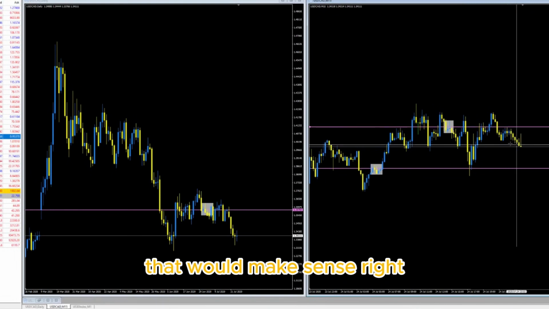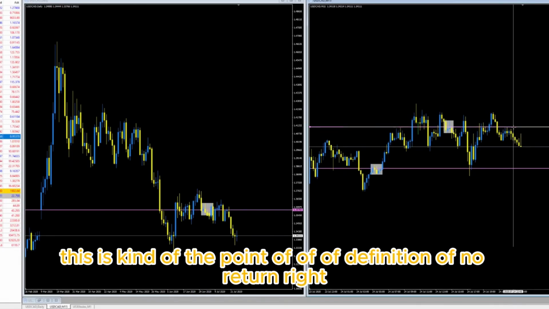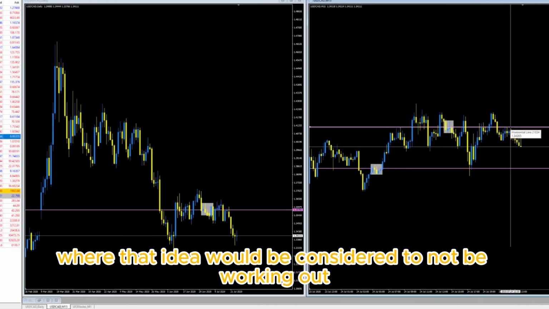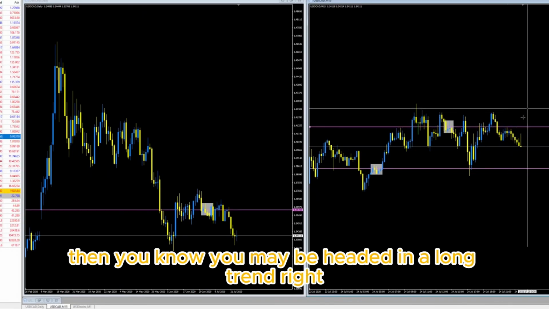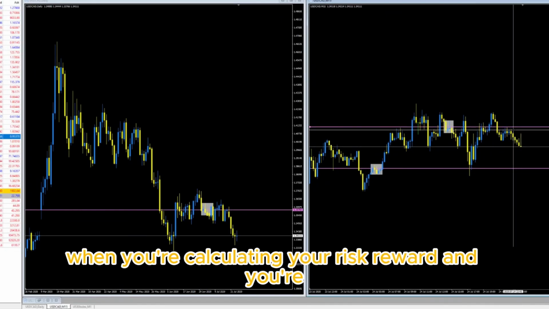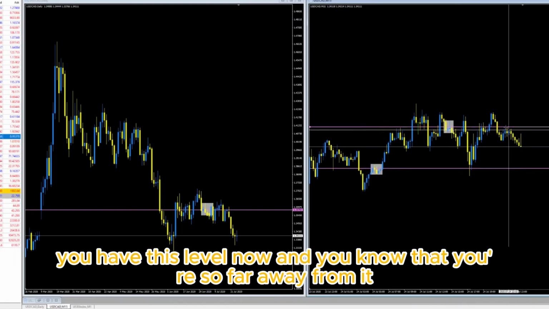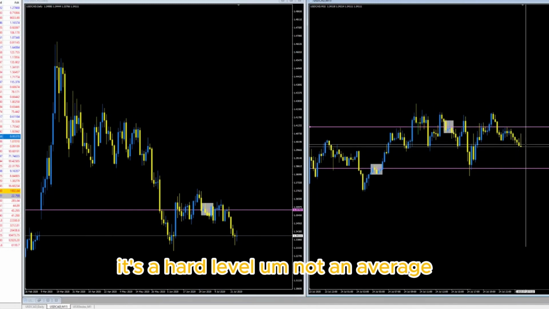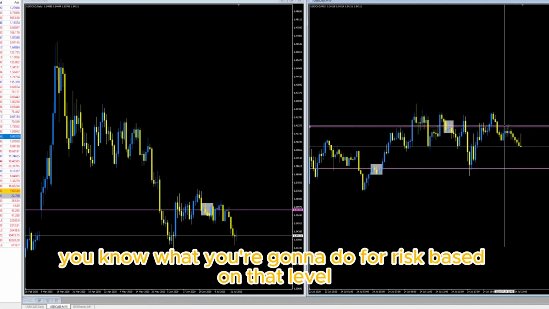That would make sense, right? So if you're going to sell the market, you're a little bit a ways away from your danger point. This is kind of the point of definition of no return, right? Where the idea would be considered to not be working out. It may get noisy here, but if it gets much above there, then you may be headed in a long trend, right? So if you enter right now, when you're calculating your risk to reward and you're coming up with what makes sense financially to approach this opportunity, you have this level now, and you know that you're so far away from it. It's a hard level, not an average, so you can figure out your position sizing, figure out what you're going to do for risk based on that level.